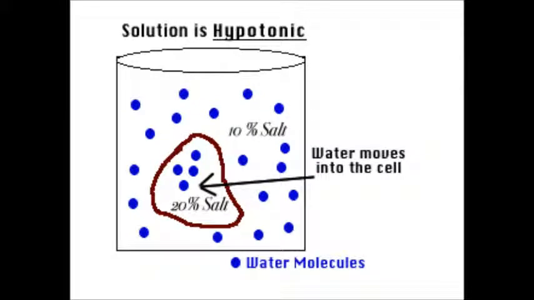In a hypotonic solution, where hypo means less, there are less solute molecules outside the cell. Water moves into the cell. In plants, this means the cells gain water and grow to become rigid or turgid. They do not burst because the cell wall prevents this.